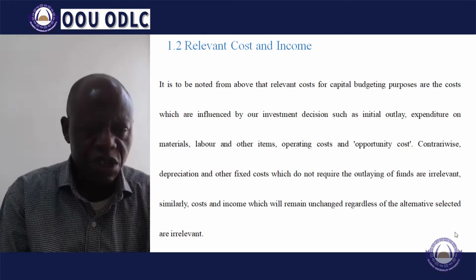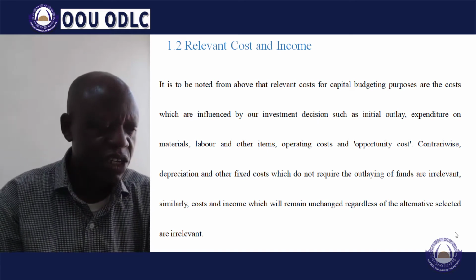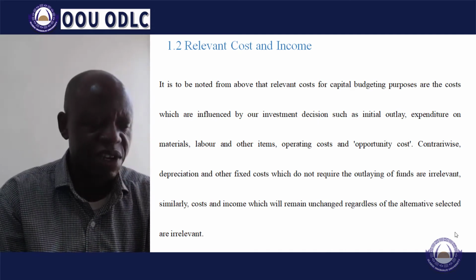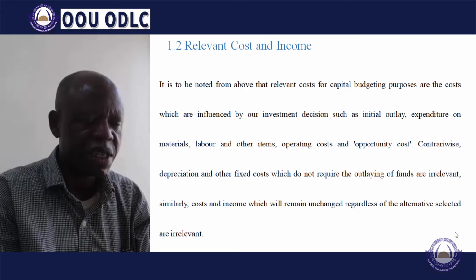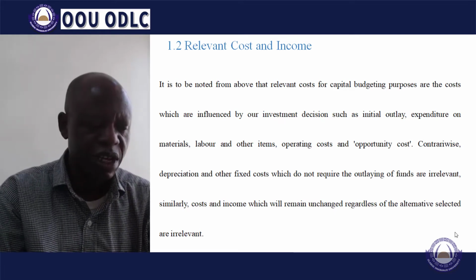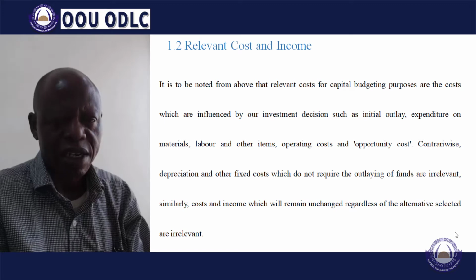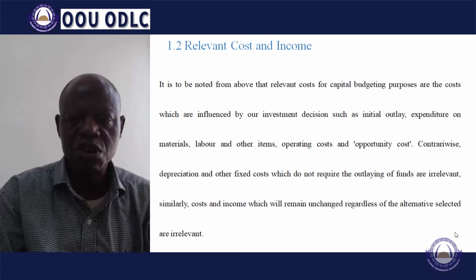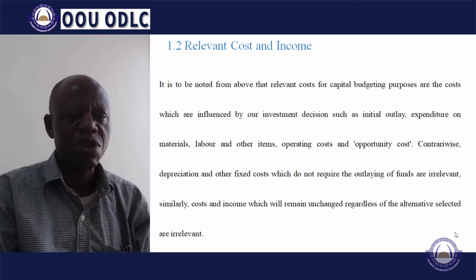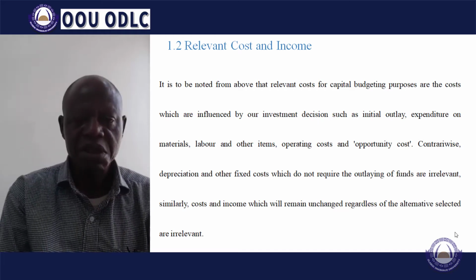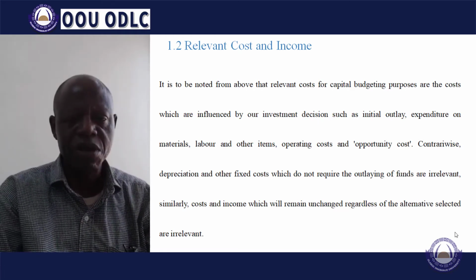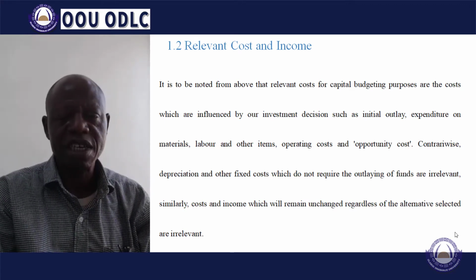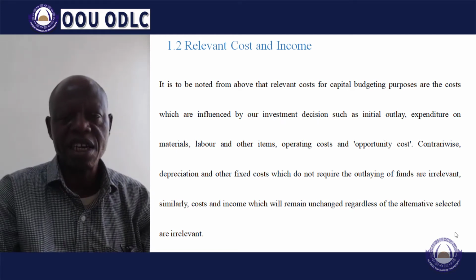In the last session, I discussed the determinants of net cash flow. These are also costs that are very relevant when we want to do capital budgeting, that is, when we want to evaluate an investment proposal to determine whether it is acceptable for implementation or not. We have such important costs as the initial outlay, expenditure on materials, labor, and other items. These operating costs, and the opportunity cost like I've explained earlier, all have to be taken care of when we are tracking the cash flow of an investment proposal.